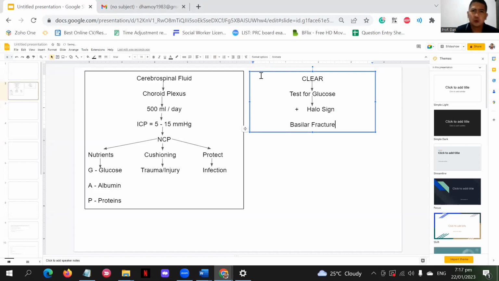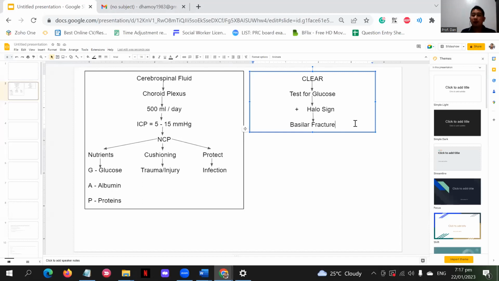And I remember when I took my NCLEX, it was one of the questions that came out. What kind of fracture is expected for a patient who has CSF coming out from the nose and ears? No other answer but basilar fracture. And that's it, guys. So we already know the foundation of your CSF. So, clear, test for glucose, positive halo sign, and there's a basilar fracture.